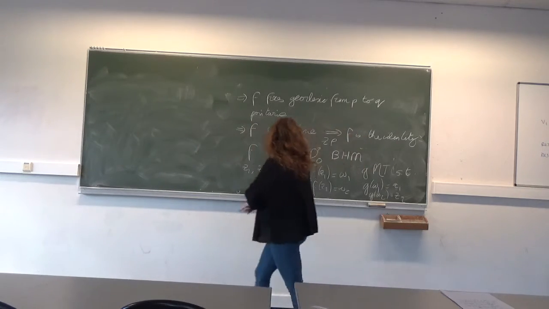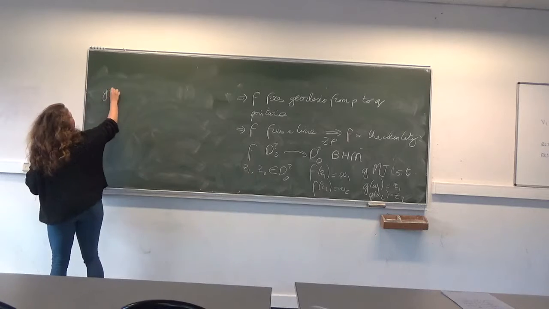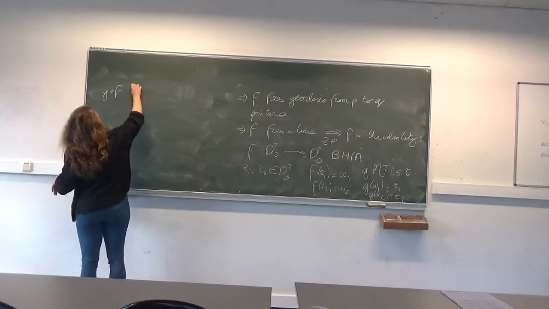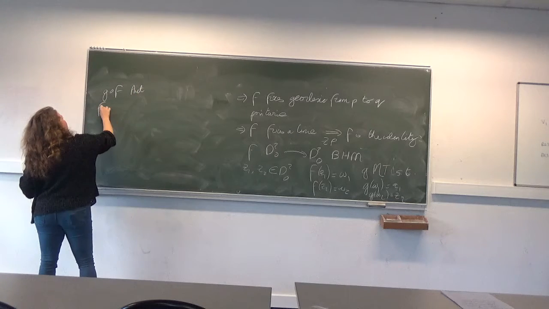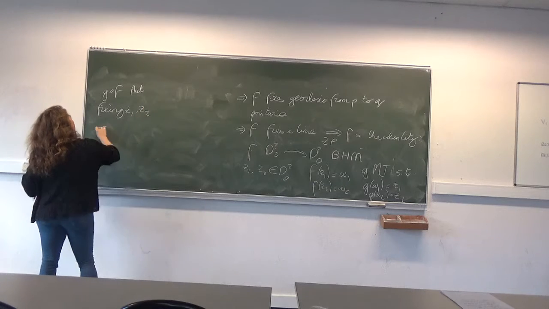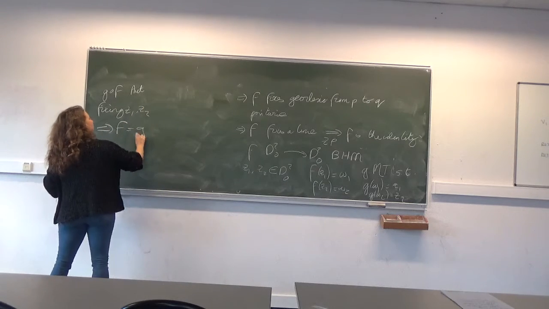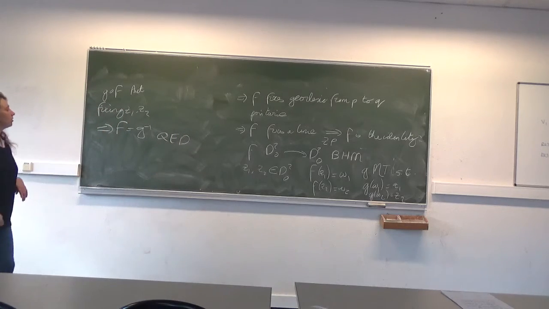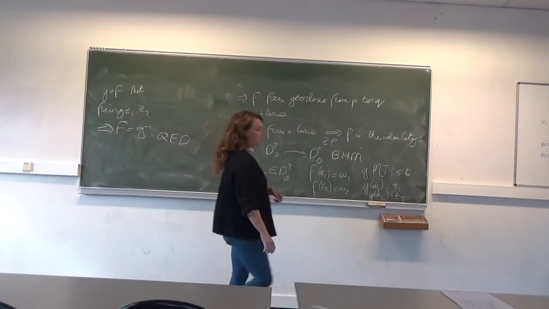And this will give me that G times F is an automorphism fixing 2 points, Z1 and Z2, which gives me that F is G minus 1. The inverse of a Möbius transform is a Möbius transform. So that's all done.